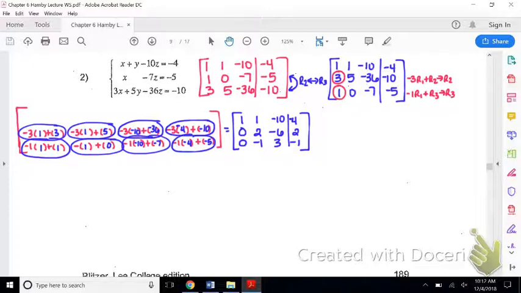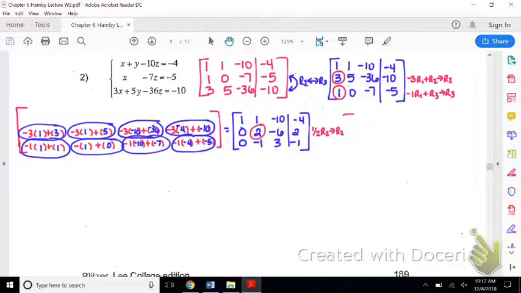Jessica, that should be a -4 right there. Let me fit it in there properly. Okay, so what now? Yeah, we got to make that 2 into a 1. So we're going to multiply it all by 1/2.